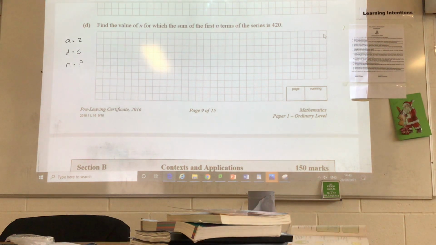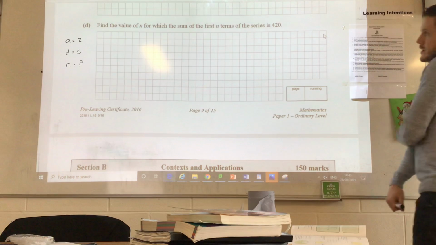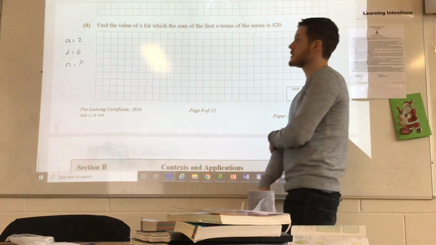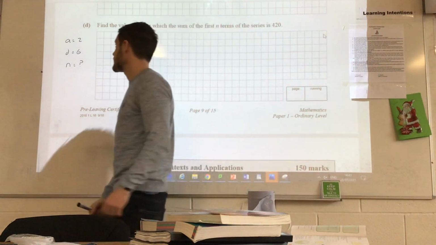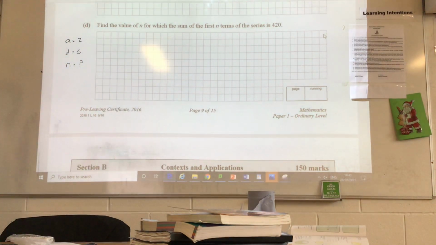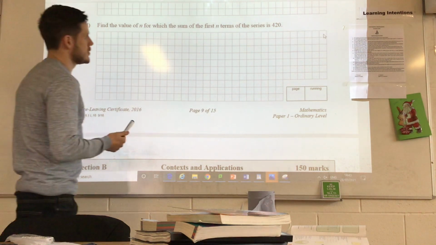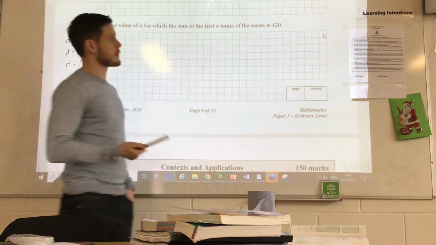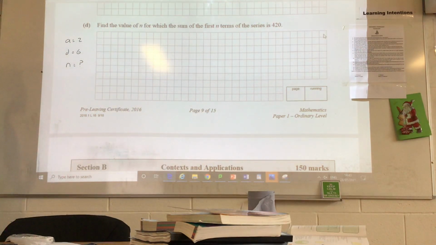So we're going to have a little look at part D of the patterns and sequences question on the 2016 mock. Again, quite a difficult question compared to some that you could get. Reason being that we're using the sum formula, we have to figure out what n is. Normally we're given what n is, so we're working backwards here. Wouldn't come up massively often, but can come up, and it is good to know.